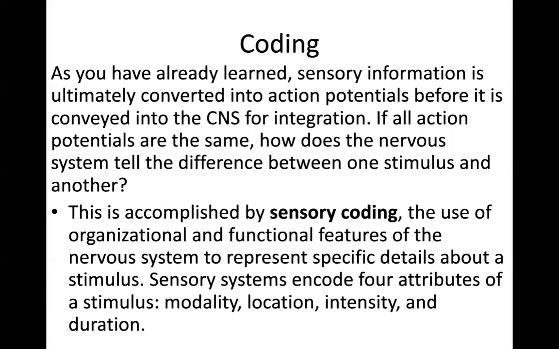This is accomplished by what we call sensory coding: using organizational and functional features of the nervous system to represent specific details about a stimulus. We encode 4 attributes of a stimulus: the modality, so what the sensation is; where it's coming from, the location; how intense of a stimulus it is, whether it's a firm touch versus a light touch, extreme pain versus light pain; and the duration, if it's continually acting on the body, or if it's a short-term sensation.